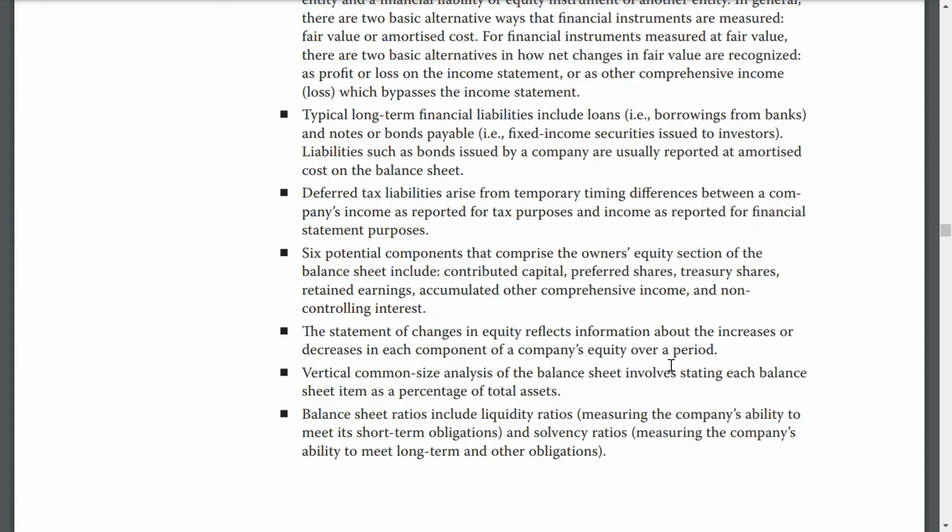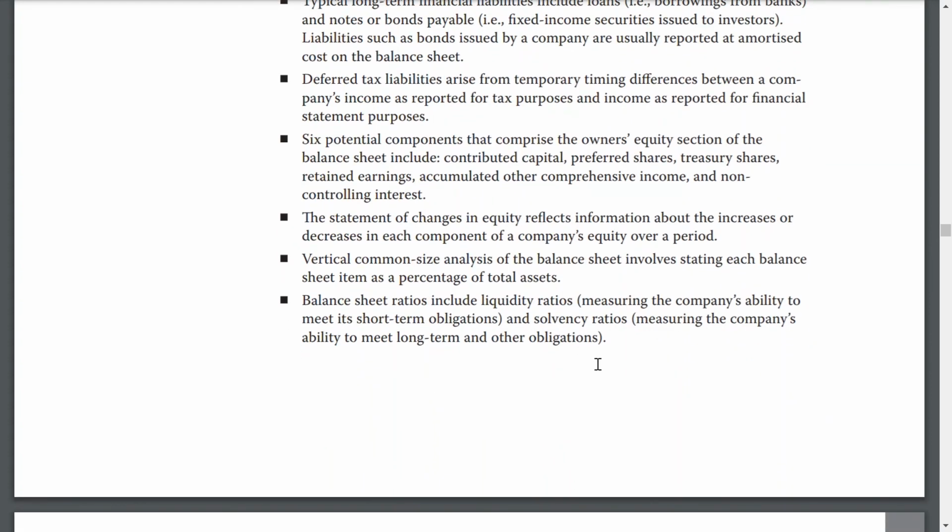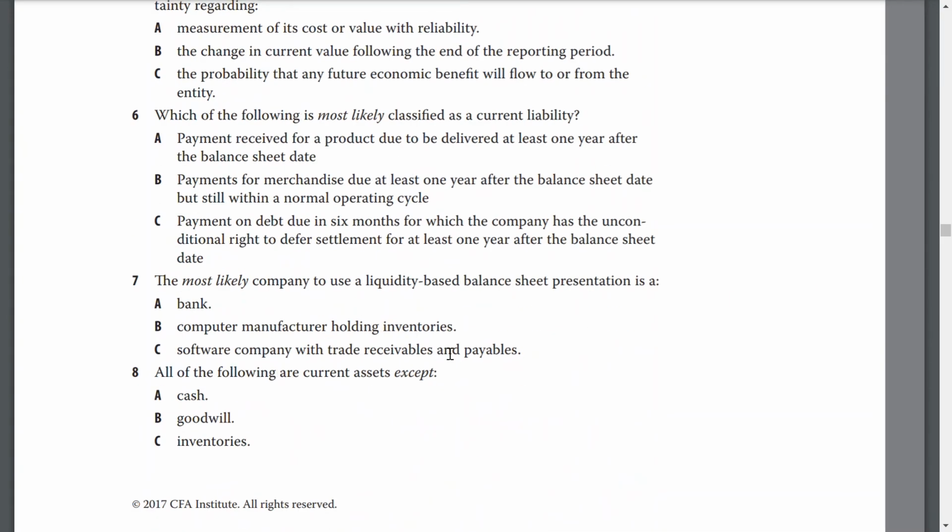Balance sheet ratios include liquidity ratios, which measure the company's ability to meet short-term obligations, and solvency ratios, which measure the company's ability to meet long-term obligations.